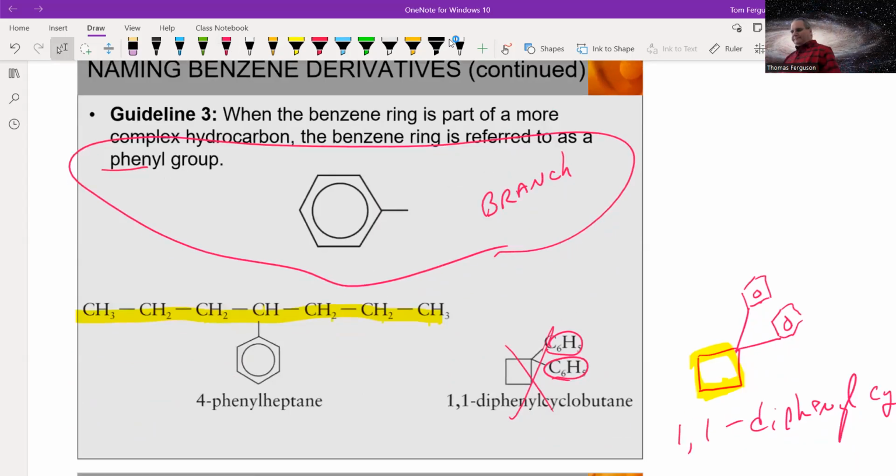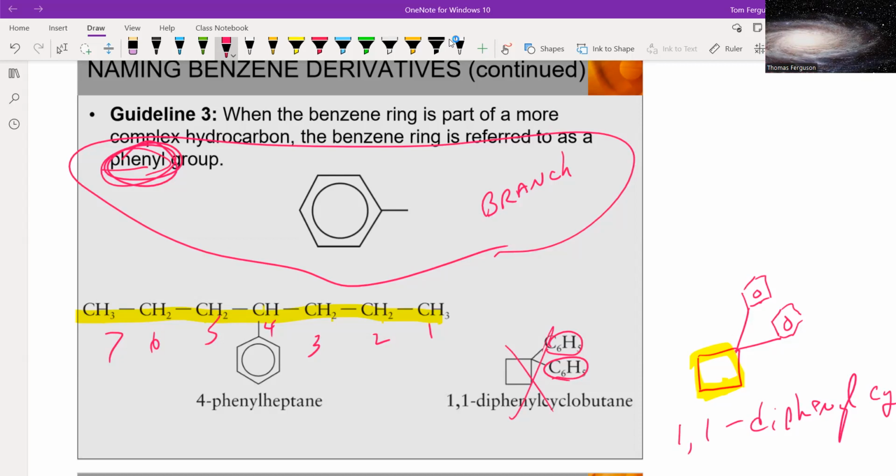Okay, now this is the tricky part. If the benzene is a branch, it doesn't have the word benzene in it. It has the word phenyl in it. So for example, here, we've got 1, 2, 3, 4, 5, 6, 7 carbons in the backbone. And on carbon number 4 is the benzene branch, but we name it 4-phenylheptane.